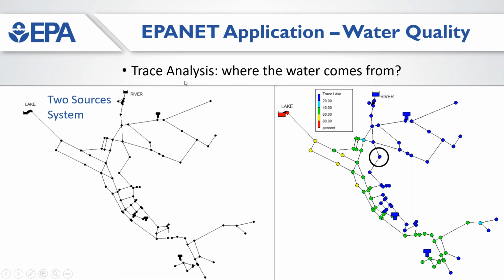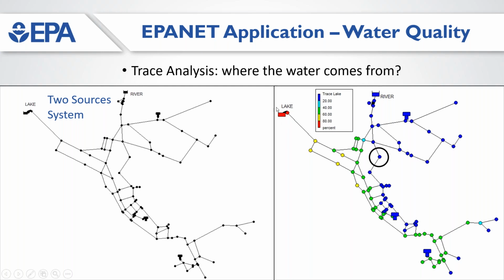We know there are lots of systems that have multiple water sources. In California, I think this was originally from some California system, they have surface water river sources, and this is lake sources, sometimes groundwater sources, so multiple sources. So one interesting thing is, for the consumer, where does my water come from? In order to do this, you do tracer analysis, one of the water quality simulation options in EPANET.